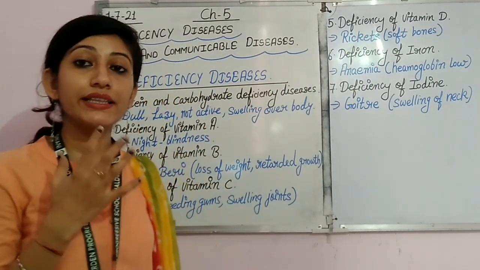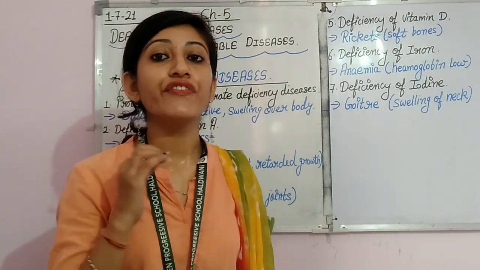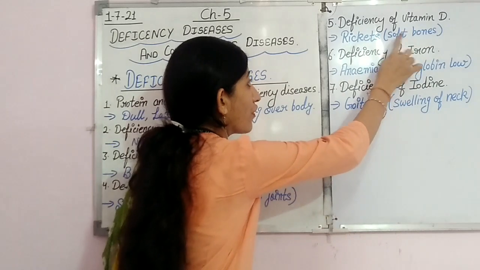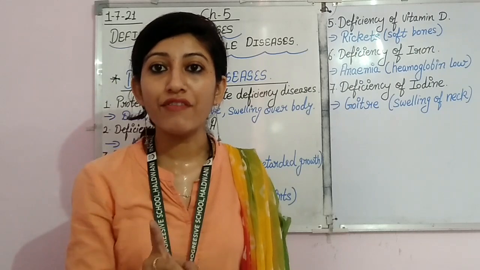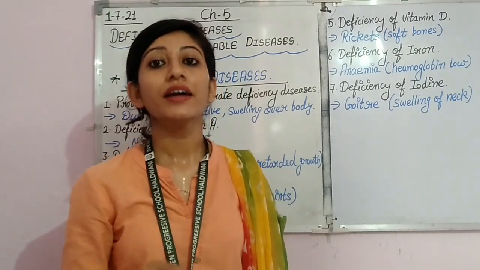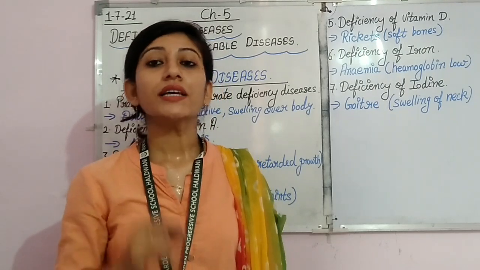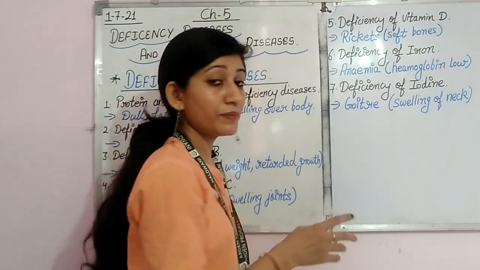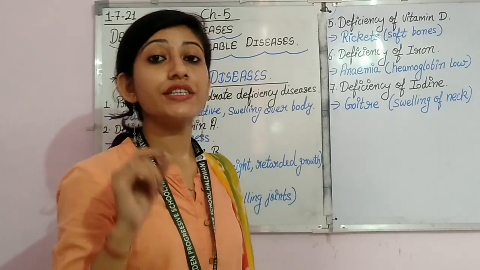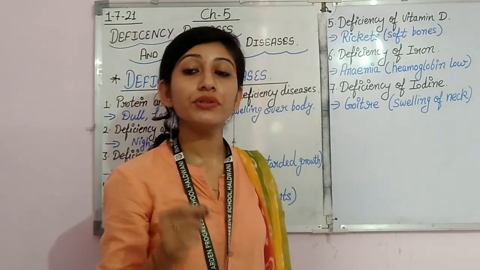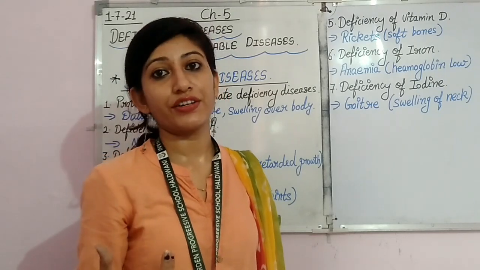And what happens, beta, in this disease is that the bones of the person become weak. As I have written here, soft bones. So what do you think? Are bones soft? No, never. Bones should always be hard, because if they are soft, they will fracture easily. So beta, the person who suffers from rickets has a deficiency of vitamin D, and due to this the bones become very weak and get easily fractured.